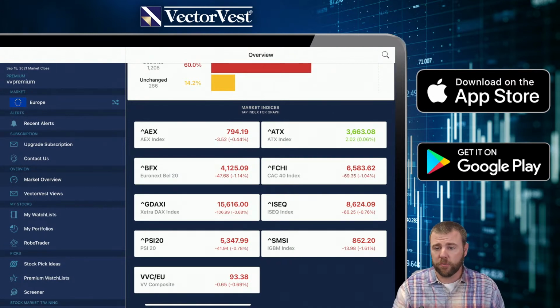Then we have, what else do we have? IESQ, I believe that's Italy, if I'm not mistaken. That is down about 0.75%. IG or SMSI down about 1.6. Overall, the VectorVest composite is down about 0.7% here for the day.